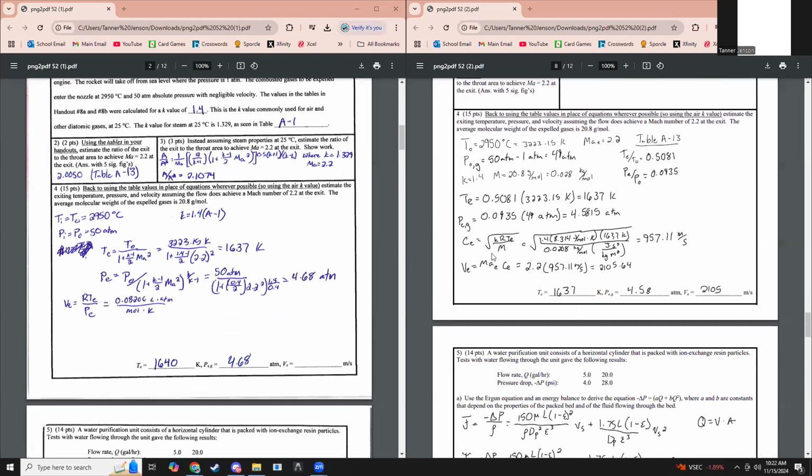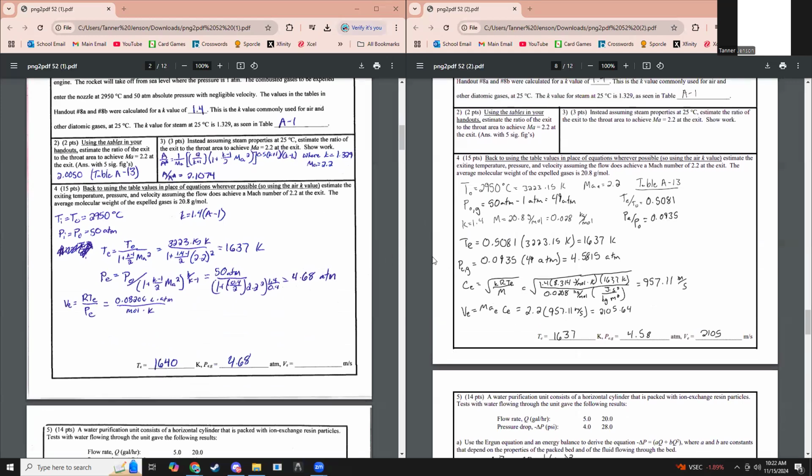For problem 4, initially, I had the T naught correct. I just didn't state it in Kelvin. So in the corrections, I did state it in Kelvin. My pressure, I forgot to convert to gauge in my original. And so in my corrections, I converted it to gauge before I found the exit gauge.